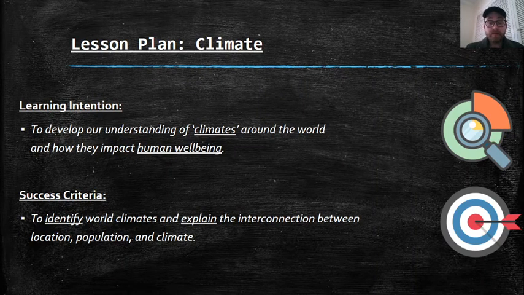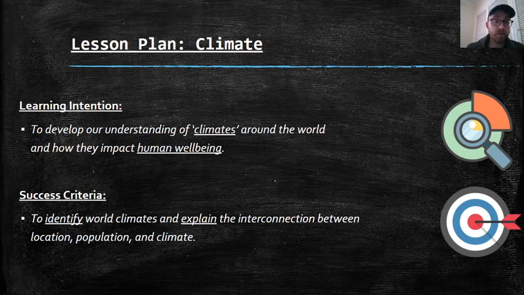This lesson, we are looking at developing our understanding of climates around the world and how they impact human well-being. Human well-being is basically anything impacting our health and happiness. So we've learned about how environments are important, but before we get into climate change, we should probably look at what are climates. So basically, the weather, the rainfall, the temperature in the region can really impact your health and happiness.